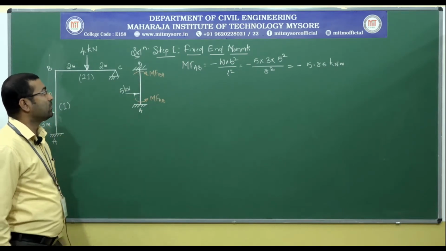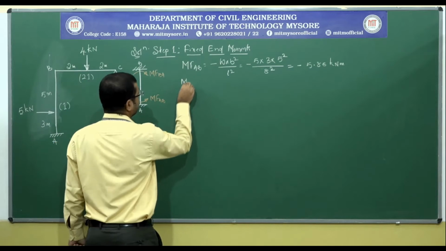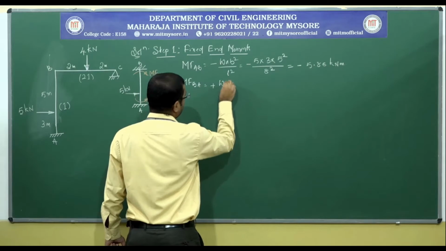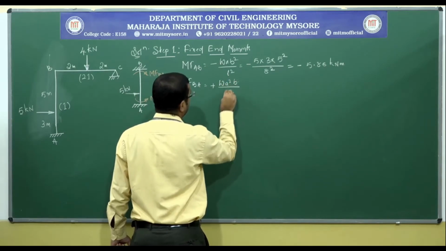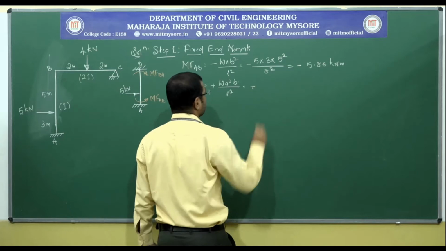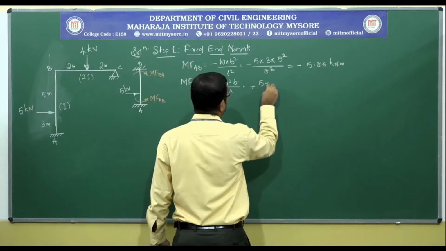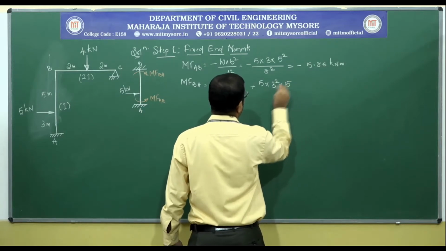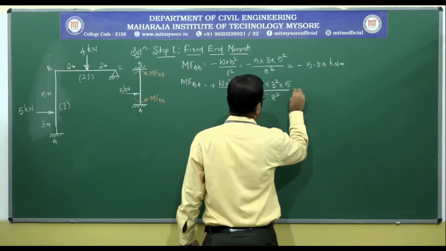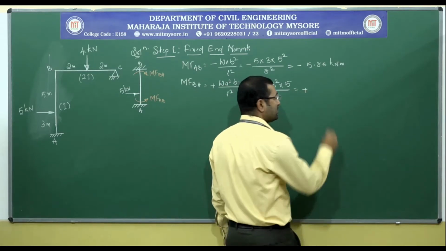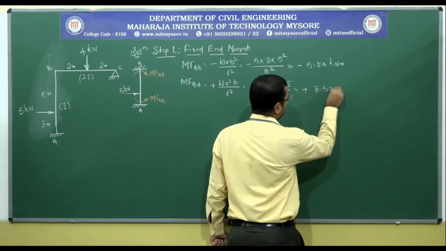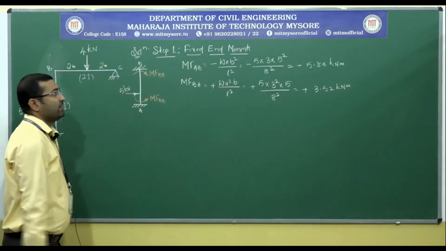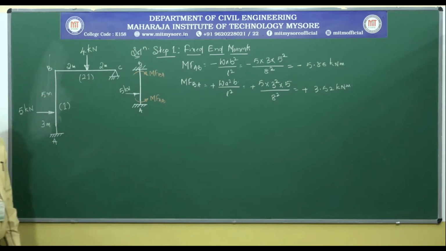Similarly, work out the fixed end moment at B, that is MF BA equals plus W a square b by L square. So it is plus W is 5 into a is 3, so 3 square into b is 5, divided by 8 square, which yields to plus 3.52 kilonewton meter. So these are the fixed end moments for the member AB.